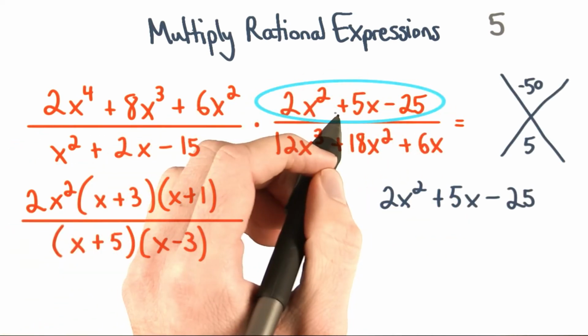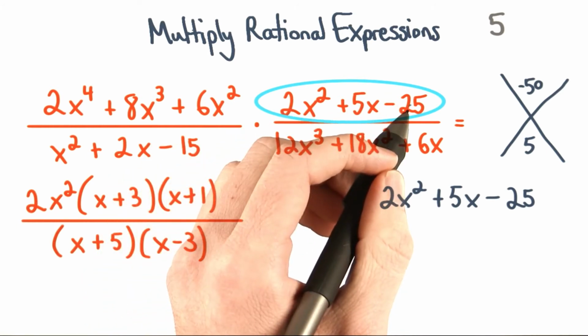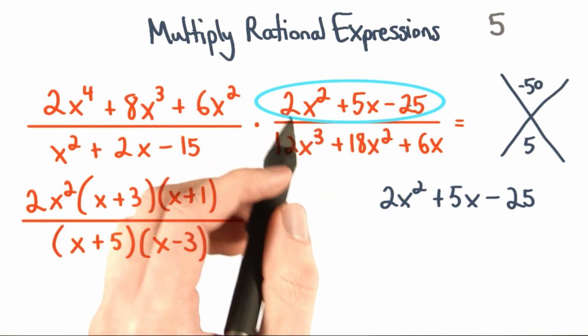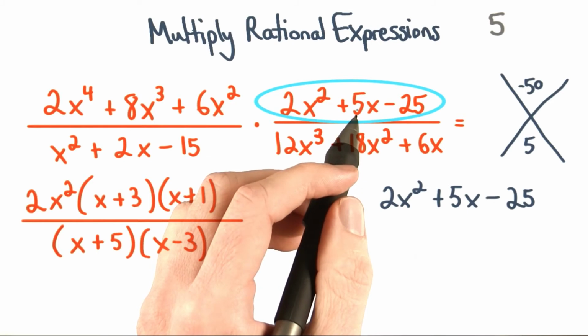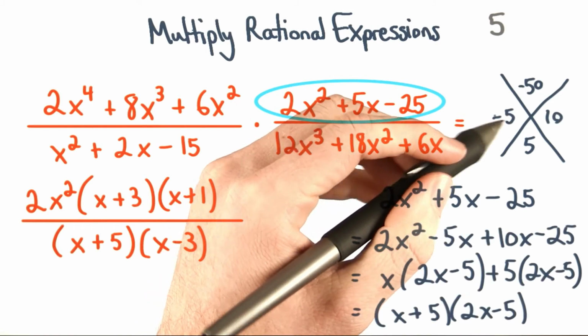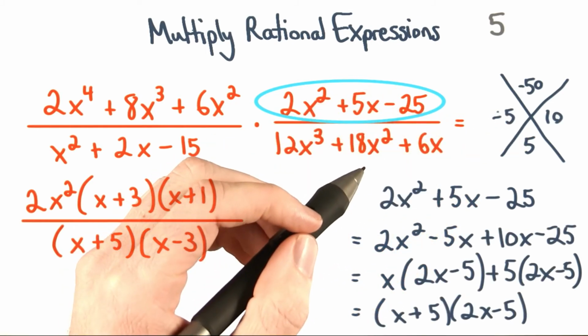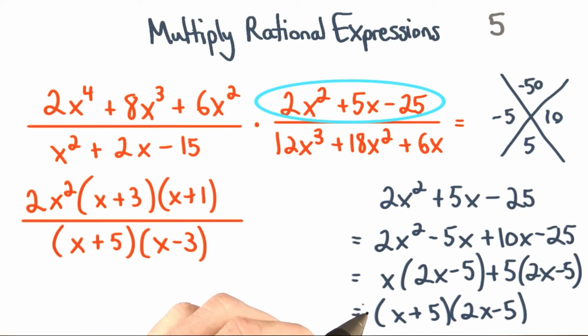For this numerator, the greatest common factor of the three terms is 1, so we just want to find factors of negative 50 that sum to positive 5. The factors would be negative 5 and positive 10, and then we could use factoring by grouping to get our factors of x plus 5 and 2x minus 5.